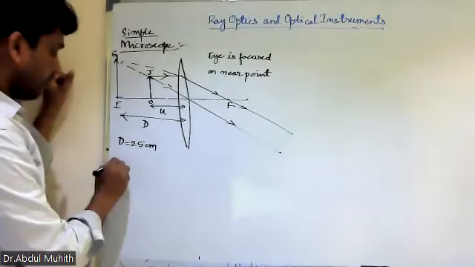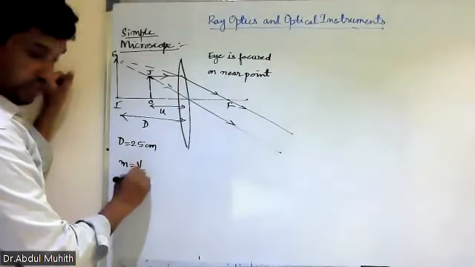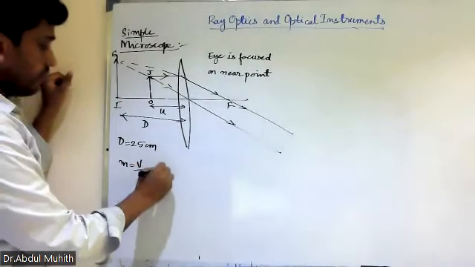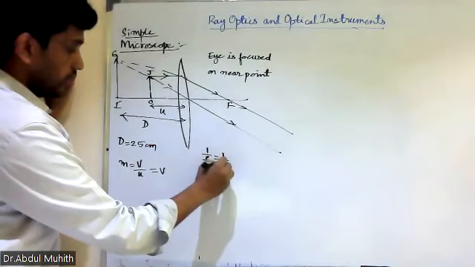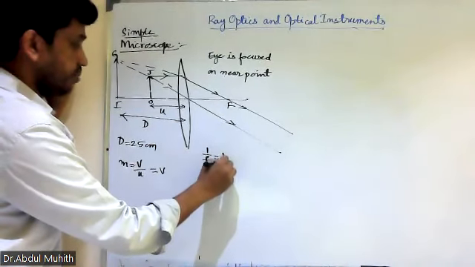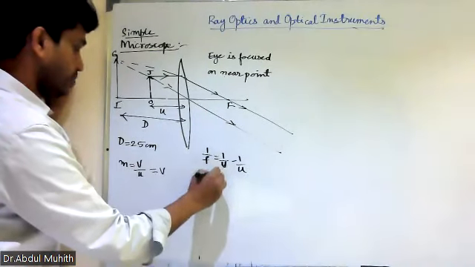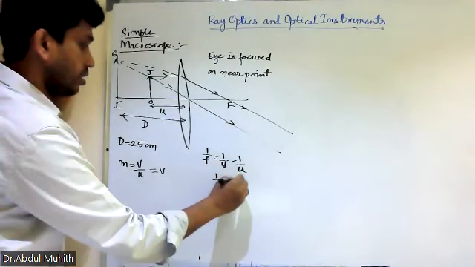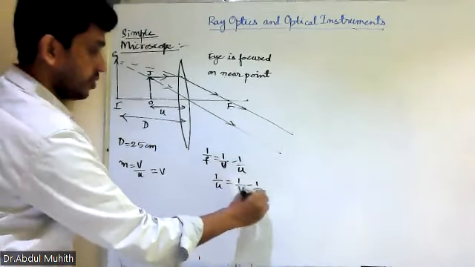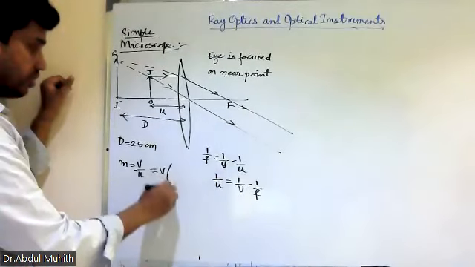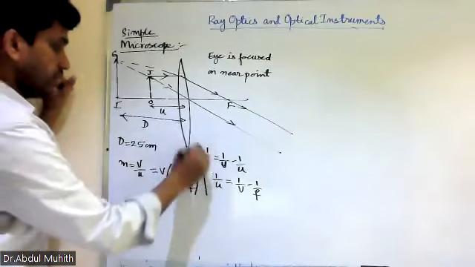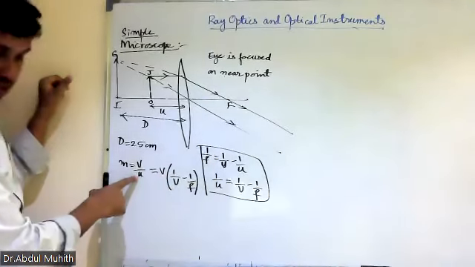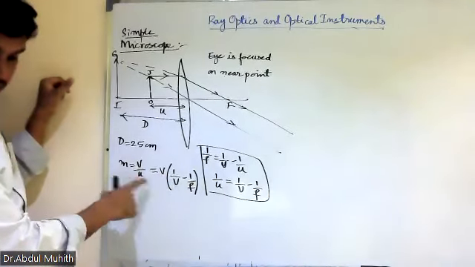So M is equal to what? M is equal to v by u. We have this formula. And what is the formula? 1 by f is equal to 1 by v minus 1 by u. So we have 1 by u is equal to 1 by v minus 1 by f. We are going to substitute that 1 by u value here. Clear? Directly we substitute the 1 by u value here, so we got this value.